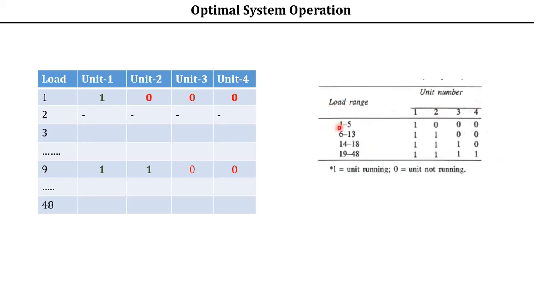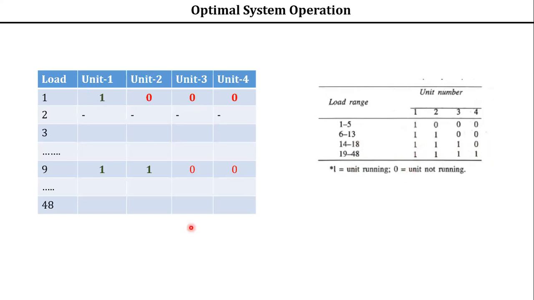Then what is the load range? From 1 megawatt to 5 megawatt, only unit 1 is on. The other units are not operating, so make them 0. From load 6 to 13 megawatt, it is economical to operate unit 1 and unit 2. The other units are 0. From 14 megawatt to 18 megawatt, operate the first 3 units. The 4th unit is not operating. From 19 to 48 megawatt, operate all the units. So 1 means it is running, 0 means the unit is not running, that means it is not operating.